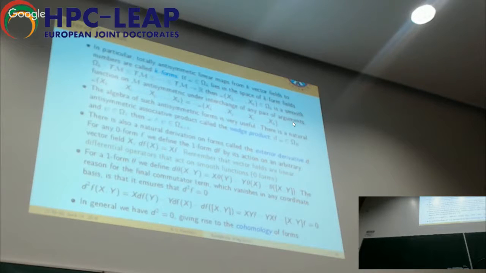There's also a natural derivative acting on forms, which is called the exterior derivative, known as d. And for the moment, all I'll say is that if you have any zero form f, a smooth function on the manifold, then the one form, the exterior derivative of f, is defined by its action on an arbitrary vector field x. I say that df acting on x is exactly the same thing as x acting on f. Remember, x is a linear differential operator, so it makes sense to say that it acts on a particular function.